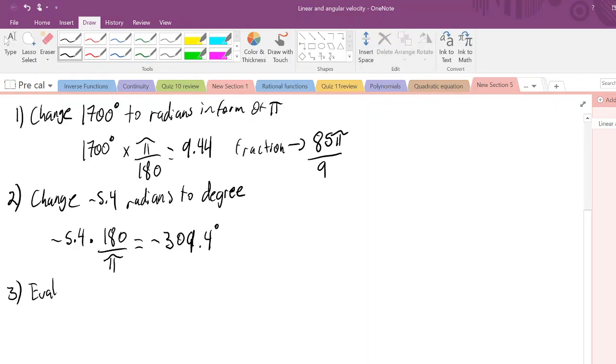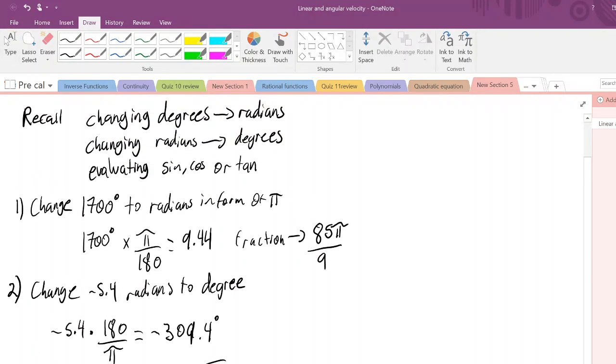Alright, and lastly, 3, evaluate sine of negative 19 pi over 4. I gotta look at my unit circle. It revolves twice, and then I'm left with negative 3 pi over 4, which is equal to negative square root of 2 over 2, because sine is y and cosine is x. Alright, so this is just quick.